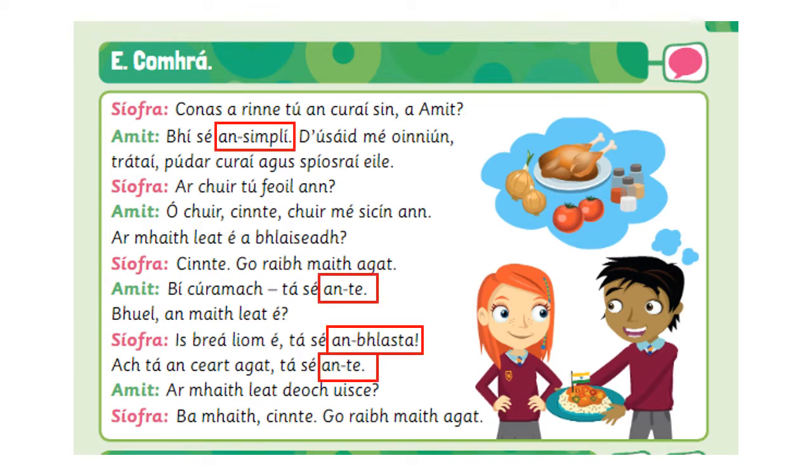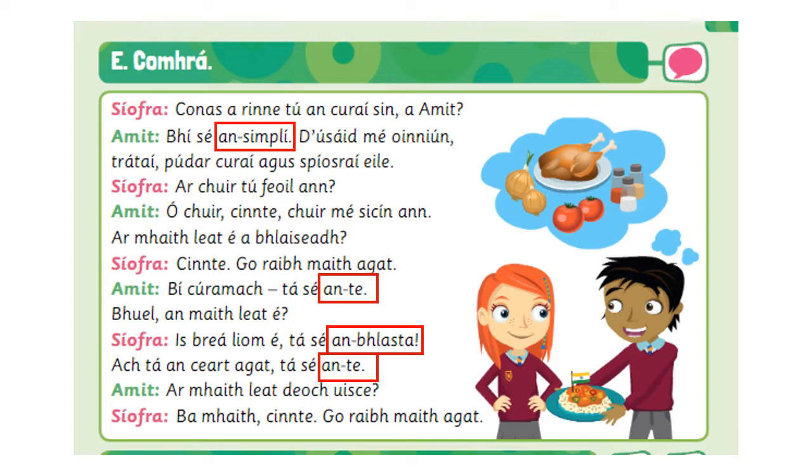First off, an. Now, an by itself means the, but if we use an as a prefix in Irish, it means very. So, bhí sé an-simplí, it was very simple. Tá sé an-te, it's very hot. Tá sé an-bhlasta, it's very tasty. And tá sé an-te again.